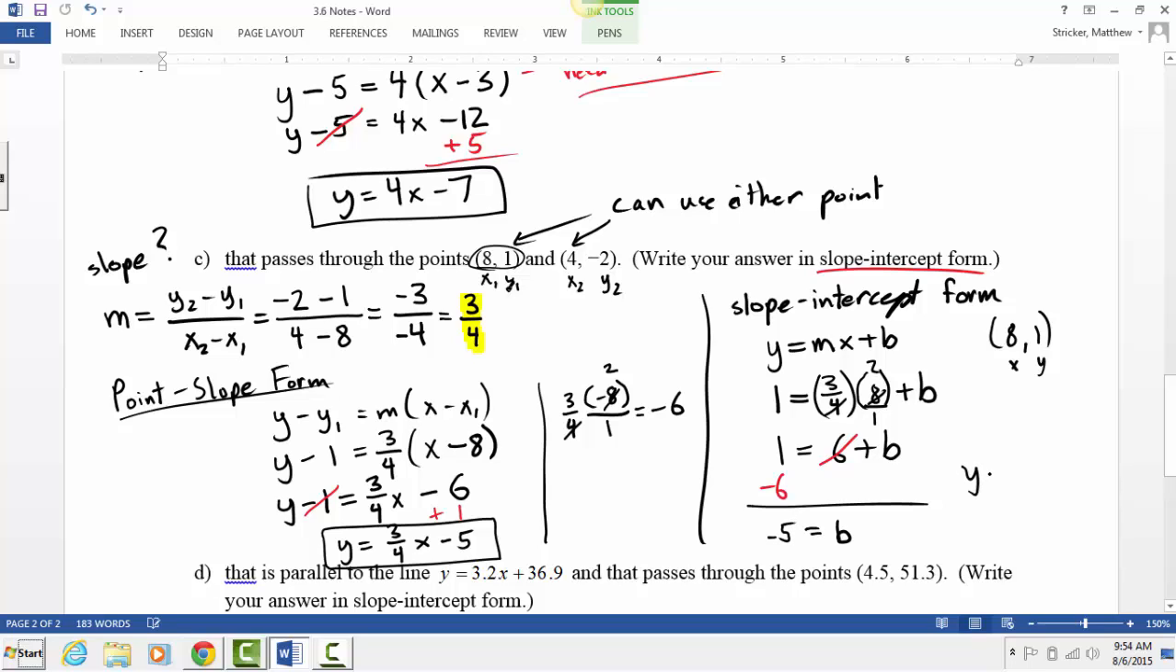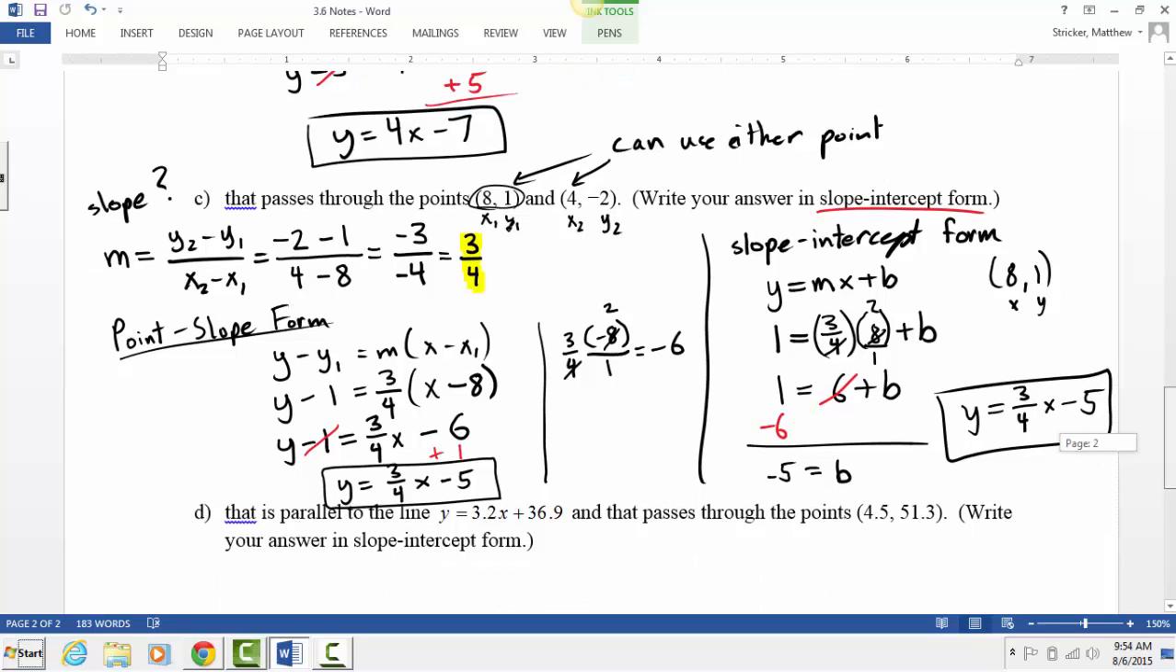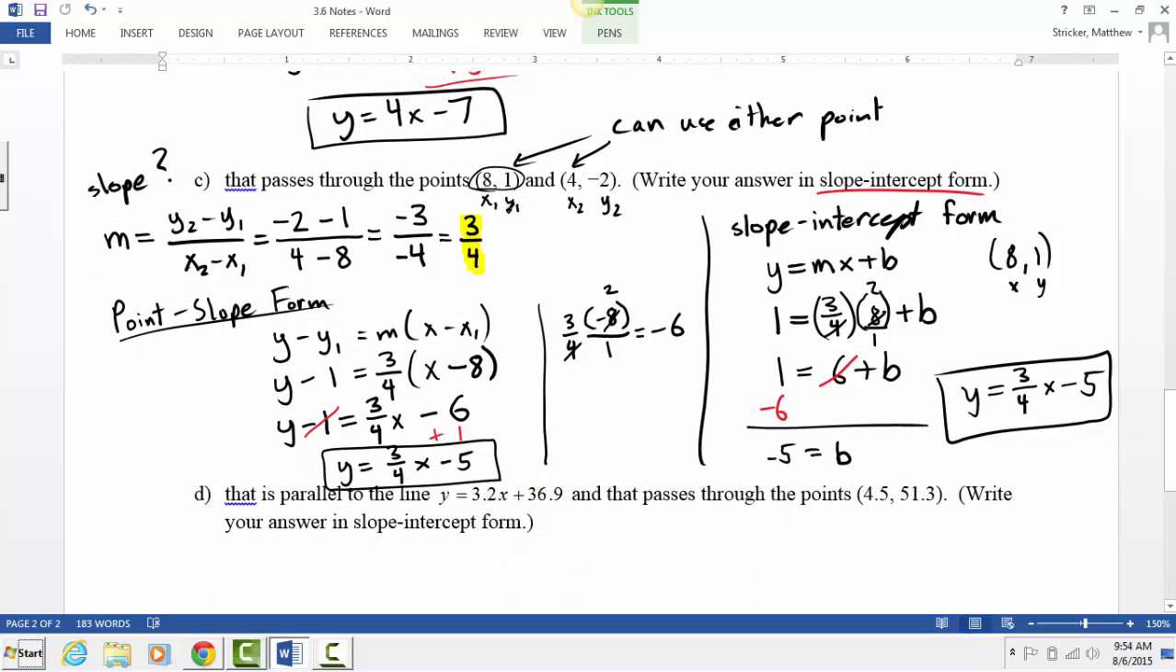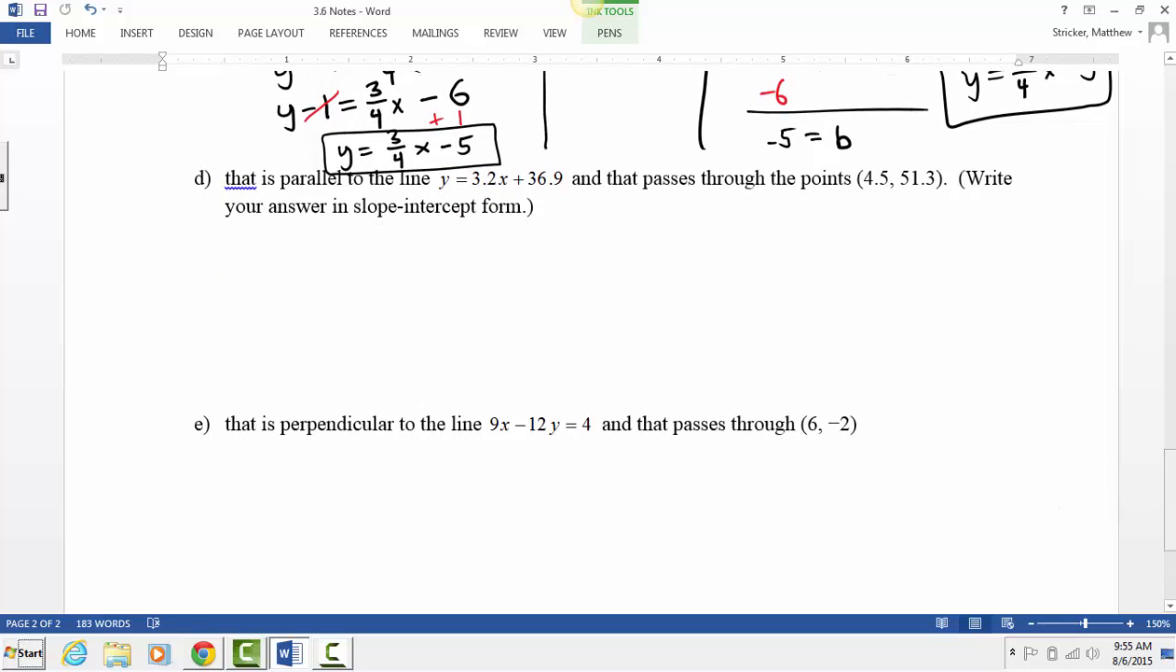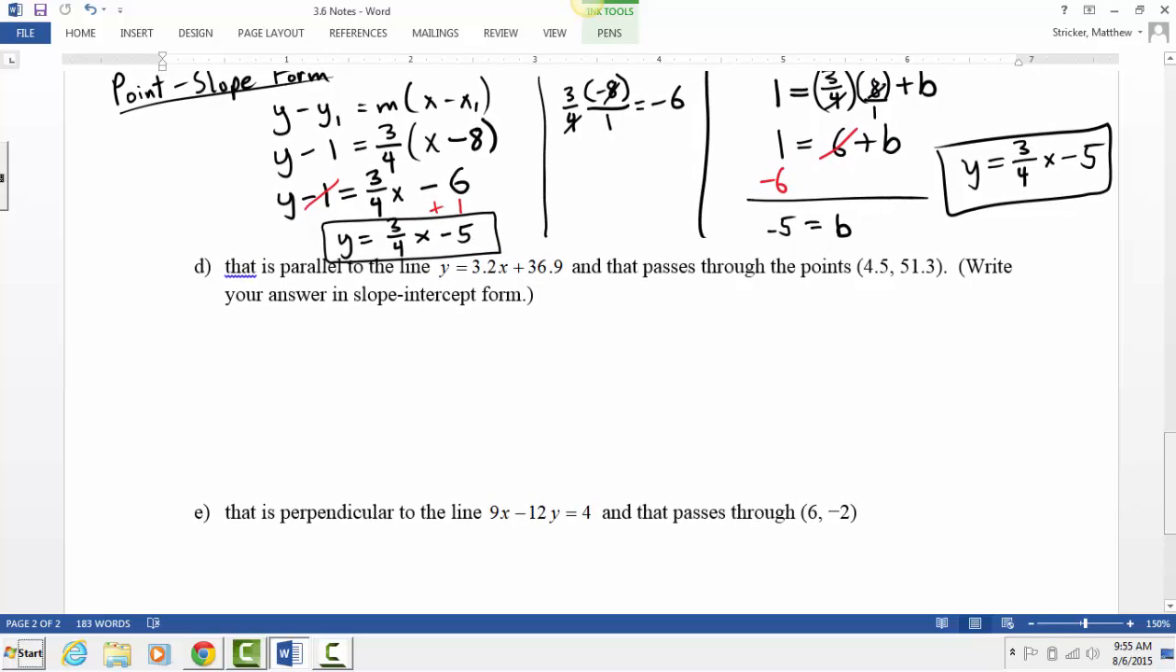So we then have our equation. We have y equals 3/4 x plus b, but b is negative 5. Notice we got the same answer we got the first way. So if you feel more comfortable doing it that way, you can always choose to use slope-intercept form if you like. Okay, we got a few more examples now dealing with parallel lines and perpendicular lines.